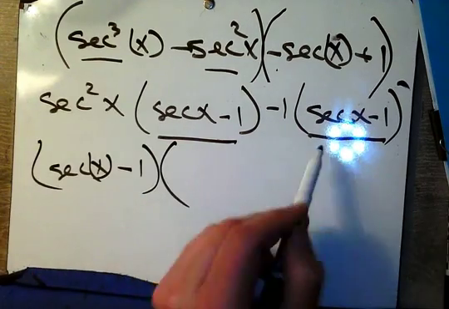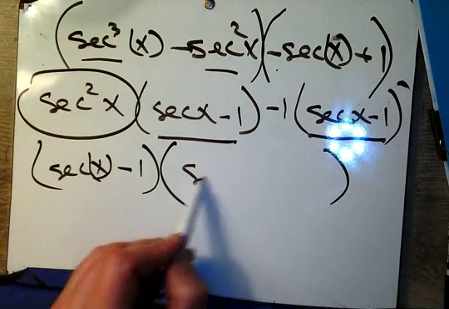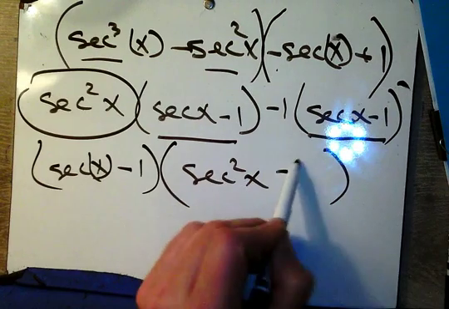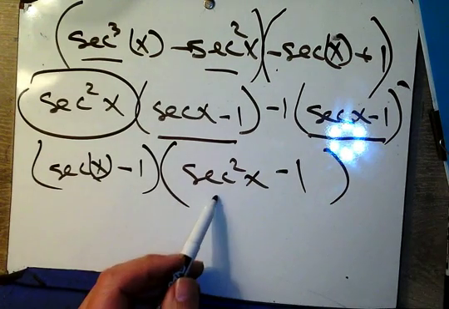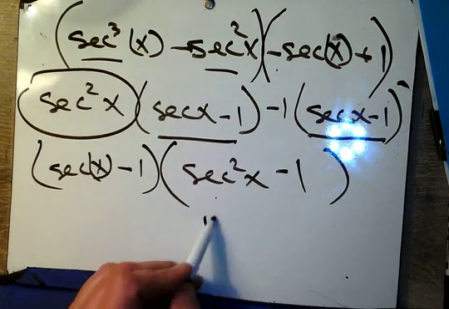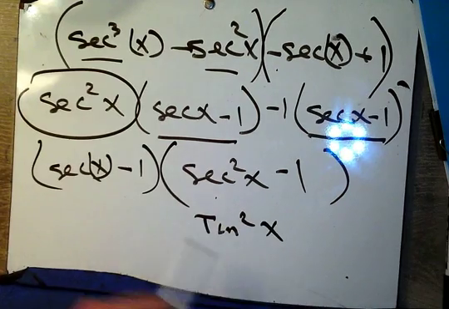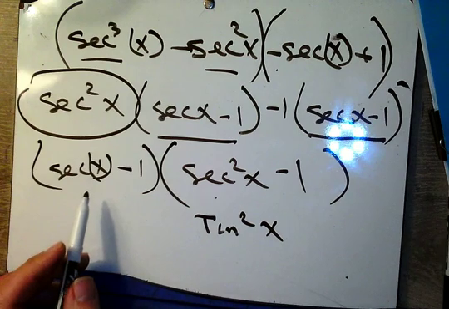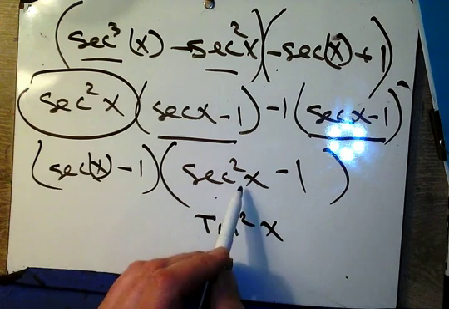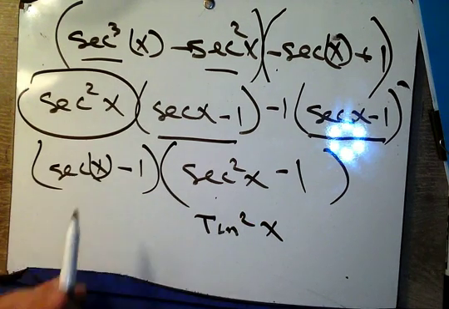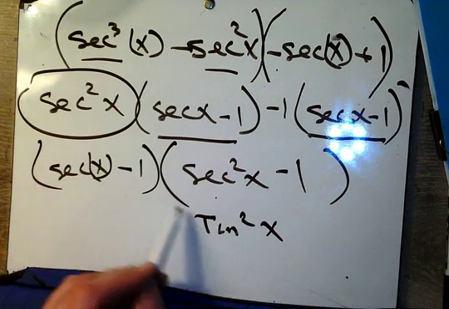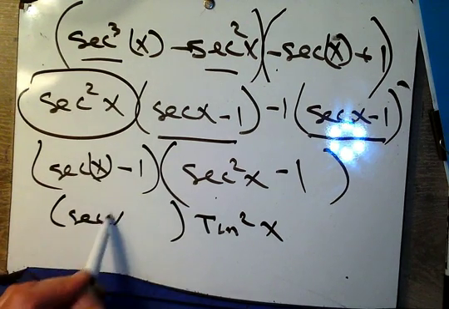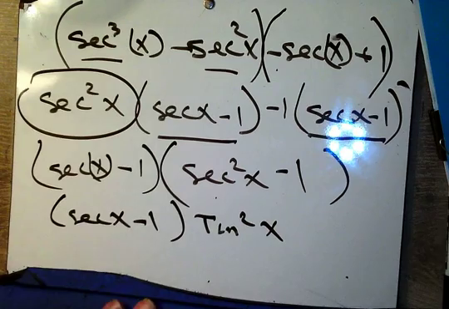And what are we left with? We're left with this and that. Secant squared minus 1? Yes. Very good. Tangent squared. Secant minus 1, isn't that tangent? No. No, it is not. This works. That does not work. This is not tangent. Secant x minus 1. There. That's as far as I can get.